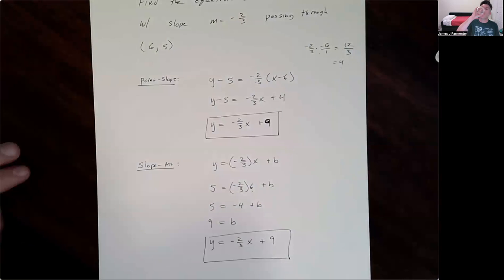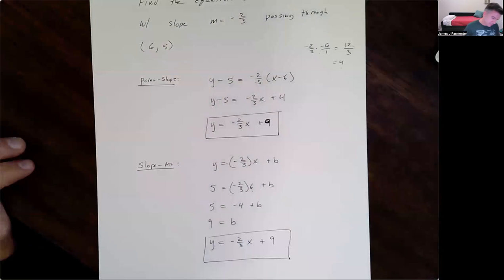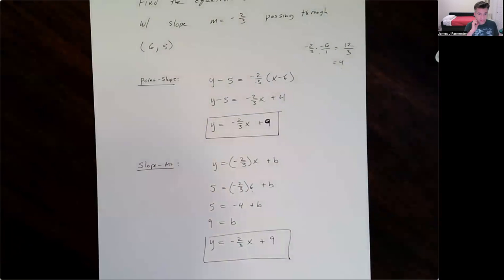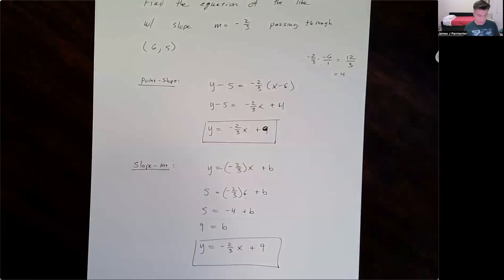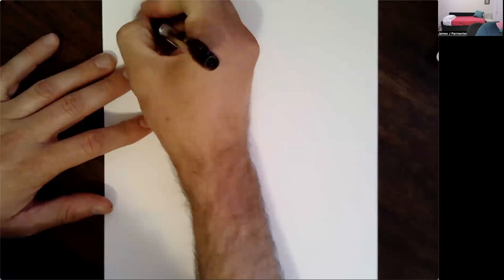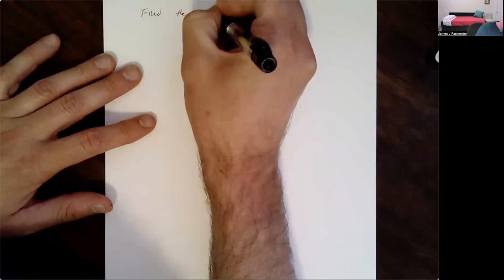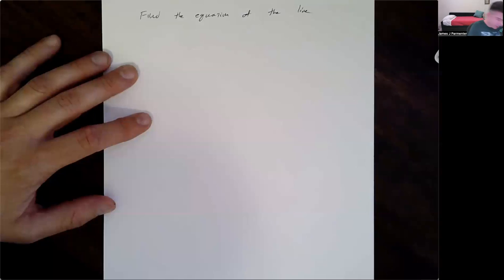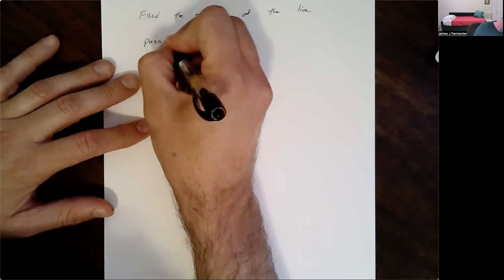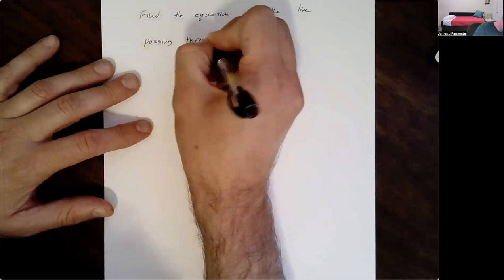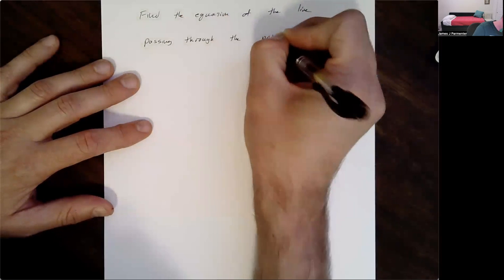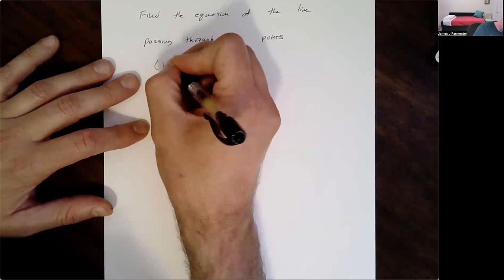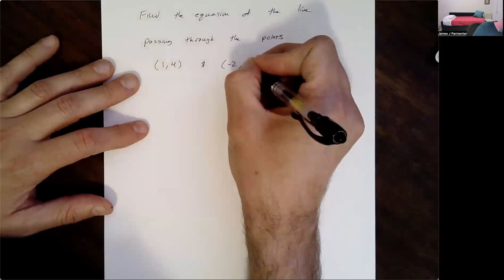So the other thing we do, sometimes we're not given the slope. So sometimes someone might say, well, I'm not going to give you all that easy information. I'm going to say, find the equation of the line. Okay, I should stop writing that out. Passing through the points, plural, 1, 4, and -2, 3.